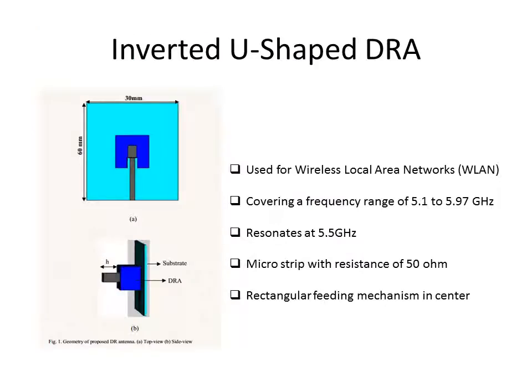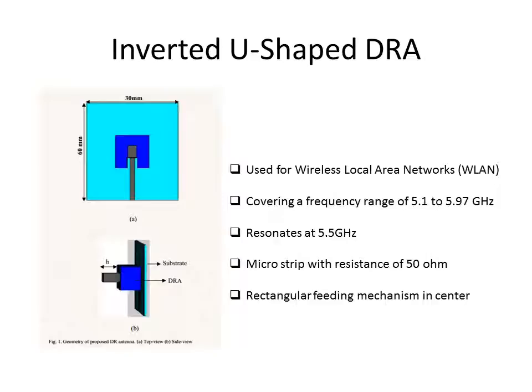Now we're going to take a look at a specific geometry of a DRA, and this specific inverted U-shaped geometry is used for wireless local area networks. In the diagram on the left, the dark blue is actually the resonator, and the light blue is the grounding plate. The DRA has an area of 20 by 20 millimeters squared with a slot of 7 by 6.5 millimeters squared.